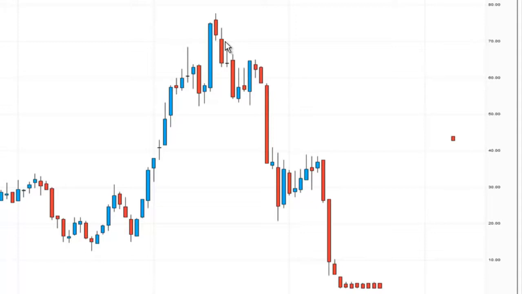So 100 minus 70 equals $30. That's your maximum risk on the trade. And then if it does expire below it, the most you could make on the trade would be $70. So you have a $30 risk with a $70 profit potential. Again, that's maximum profit potential.